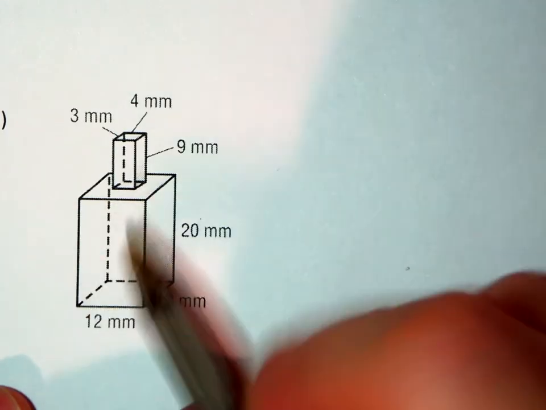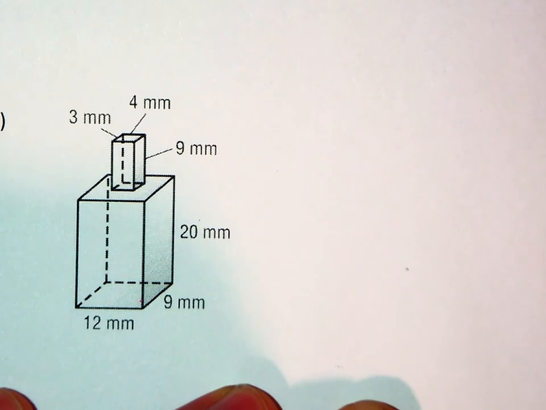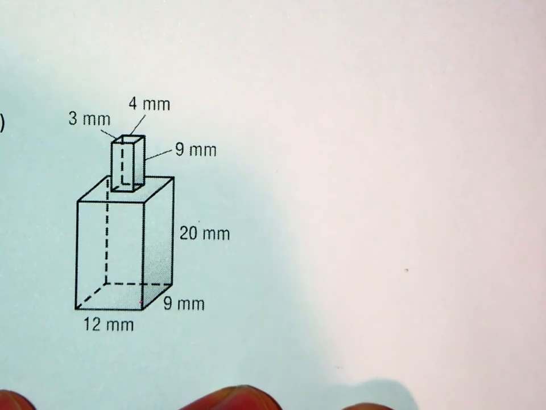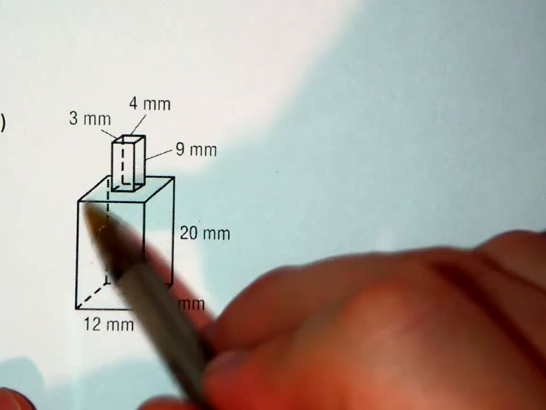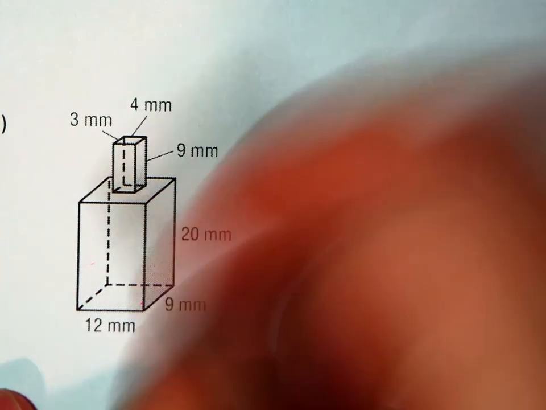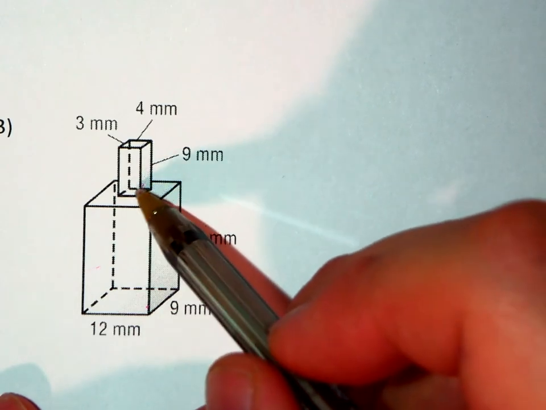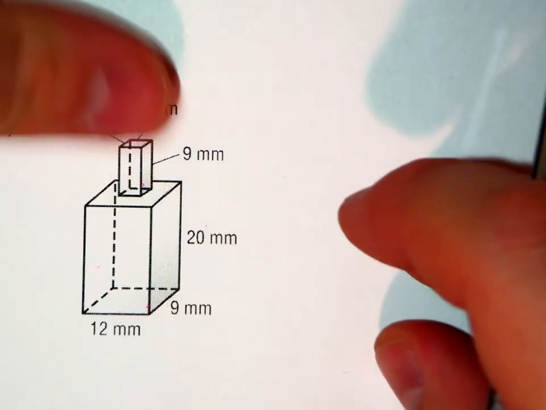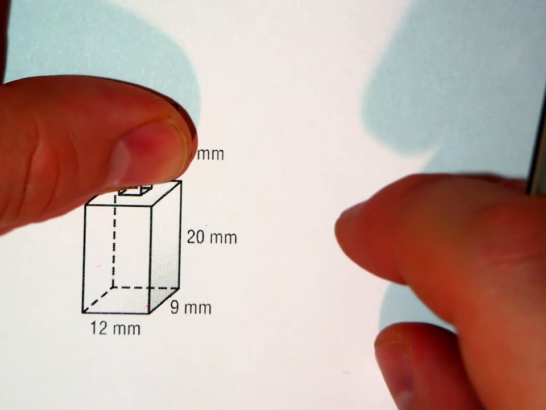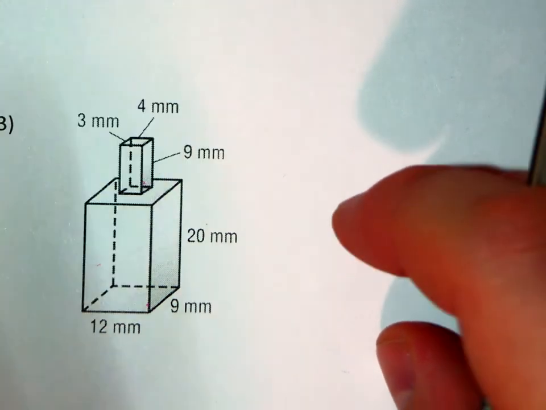Number 3, I have a big rectangle with a little rectangular cylinder on top of it. So the first thing I'm going to do is calculate the area of my big rectangular prism. So I'm going to ignore for the moment the fact that this little one is even there. And if I were to cover it up, then I could say, okay, now I have a big rectangular prism. What's the surface area of all those sides?